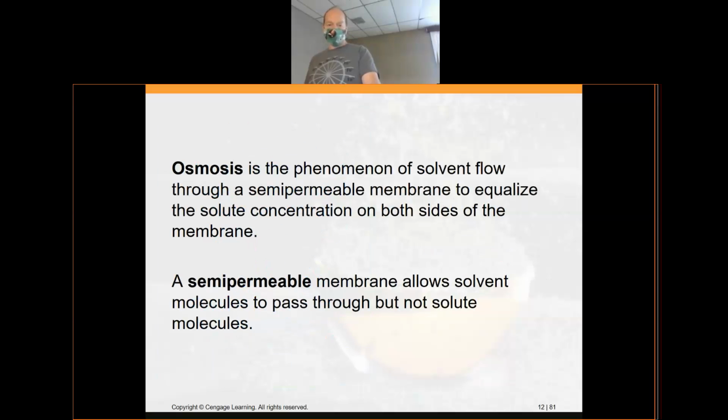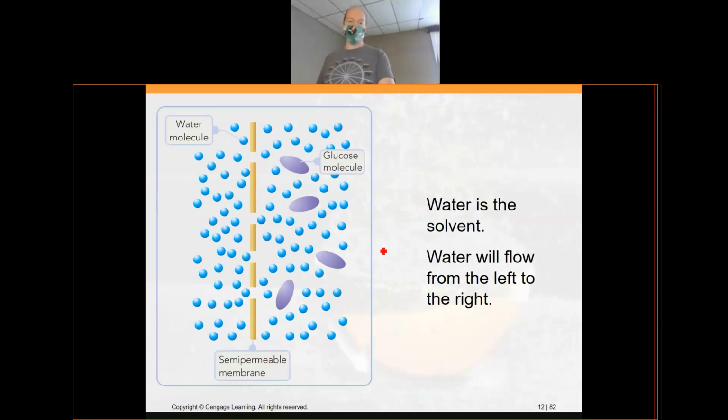All right, so osmosis. Most of you are familiar with osmosis. You're going to have a solvent flow. The solvent is what's flowing. Your solute does not. Solvent flows through a semi-permeable membrane, which means it's going to let the solvent through, not let the solute through. All right, and it's going to equalize your concentration. So the concentrations on each side of that semi-permeable membrane are going to be equal. A semi-permeable membrane allows the solvent to pass through, not solute. So it only allows the solvent molecules to go through.